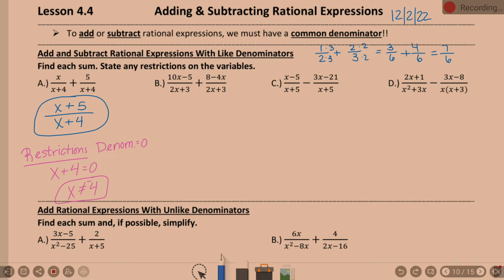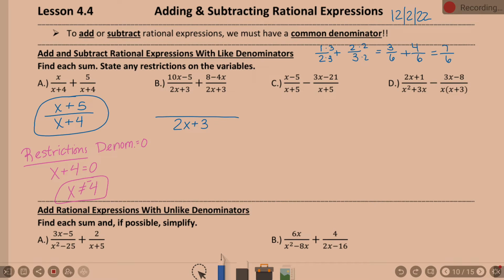Thoughts on B? How in the world are we going to have that? Well, does it have a common denominator? Yeah. Okay, what's my common denominator? 2x plus 3. So we're going to put the two fractions together as one. Denominator is 2x plus 3. Then we're going to add the numerators.